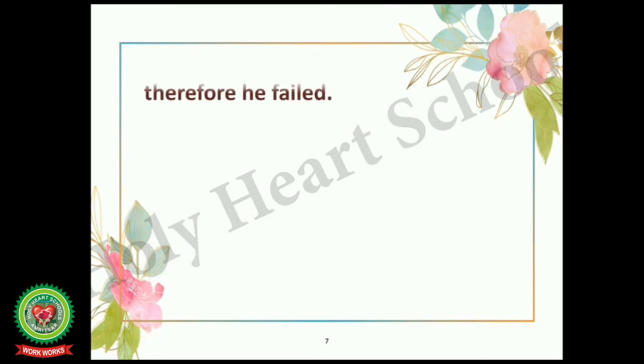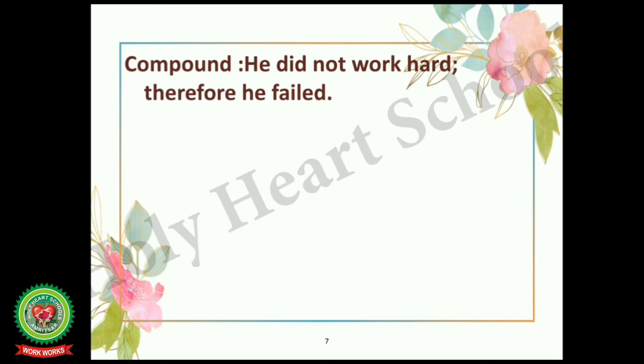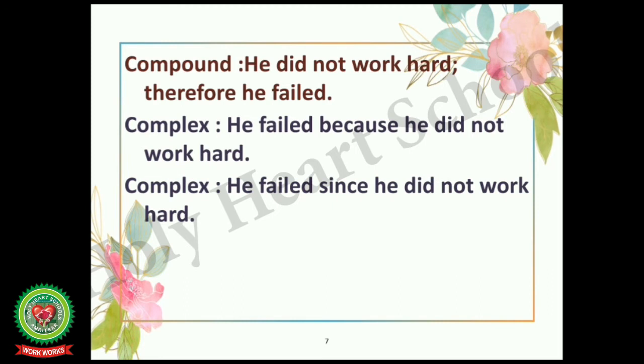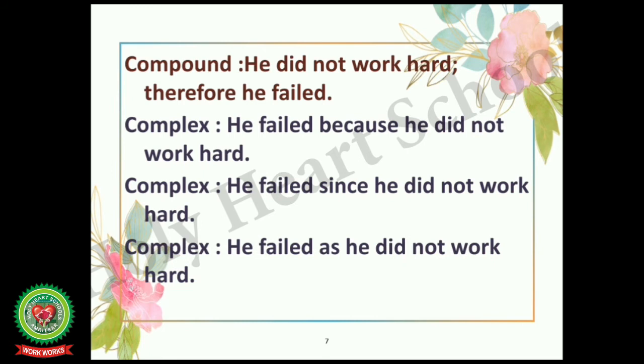Let's see some more examples. He did not work hard, therefore he failed. Now this sentence expresses the reason of his failure. So we can use a subordinating conjunction of reason like because, since, as. So our answer will be, he failed because he did not work hard. Or he failed since he did not work hard. And it can also be written like, he failed as he did not work hard.